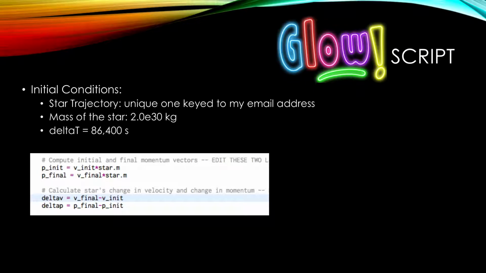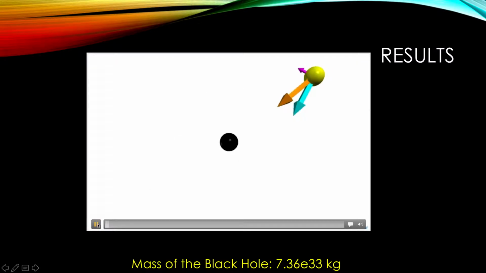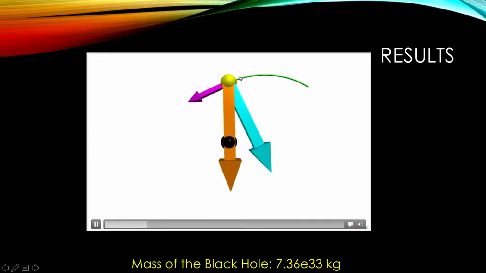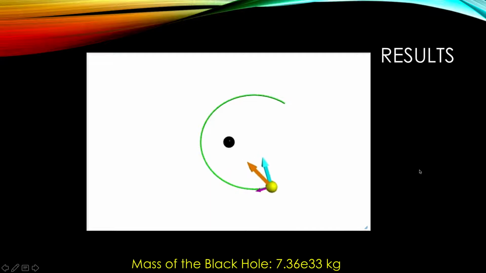Now, some initial conditions that we used to really get our code up and going, and here are some other calculations that we used to continue manipulating our code in order to achieve this just beautiful trajectory. Look at her go, or him, or whatever. Wow, we really wanted to find the mass of the black hole, and that was our quantitative objective. And here we have it, 7.36 times 10 to the 33 kilograms.